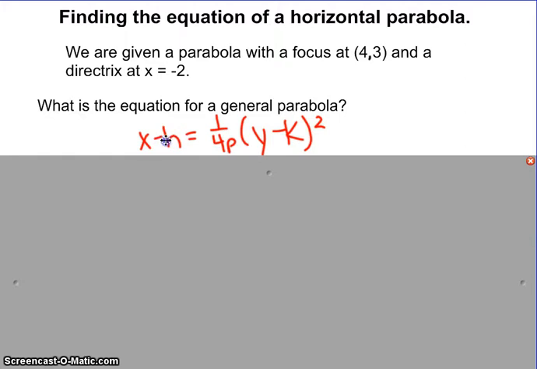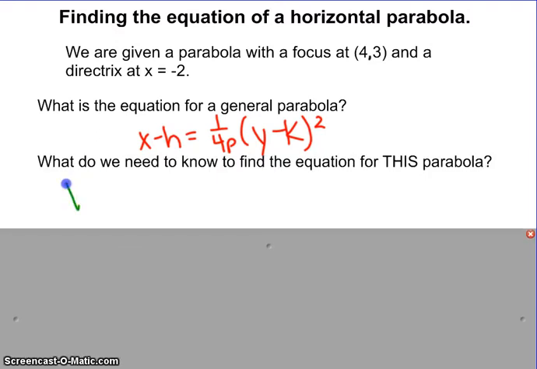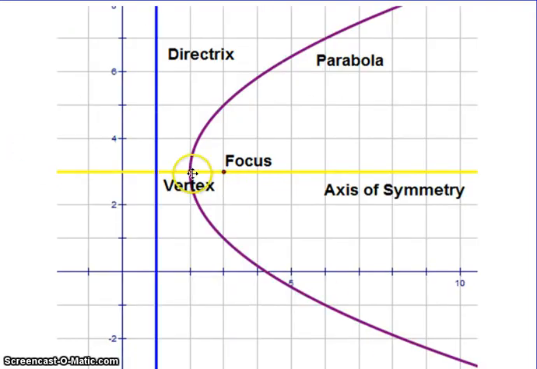Now, what we need to know is the h, the p, and the k. So we need to know the vertex, and we need to know p. So the vertex and the p value. So how do we find the vertex? Let's take a look and go back here. The vertex is at this point.